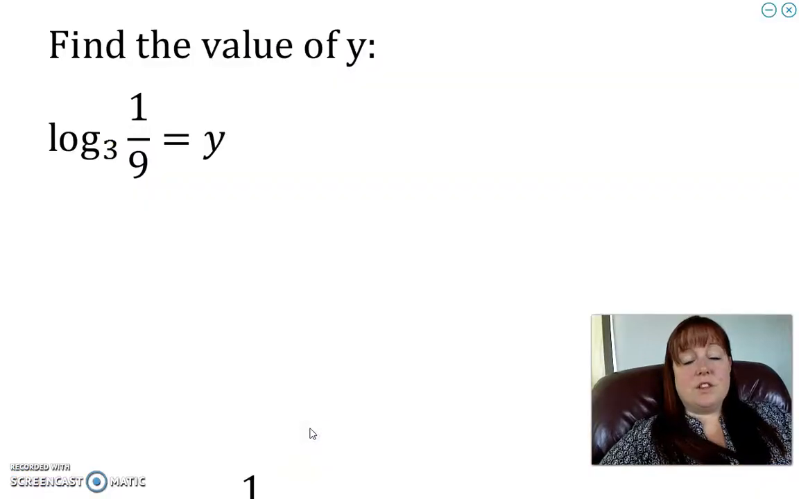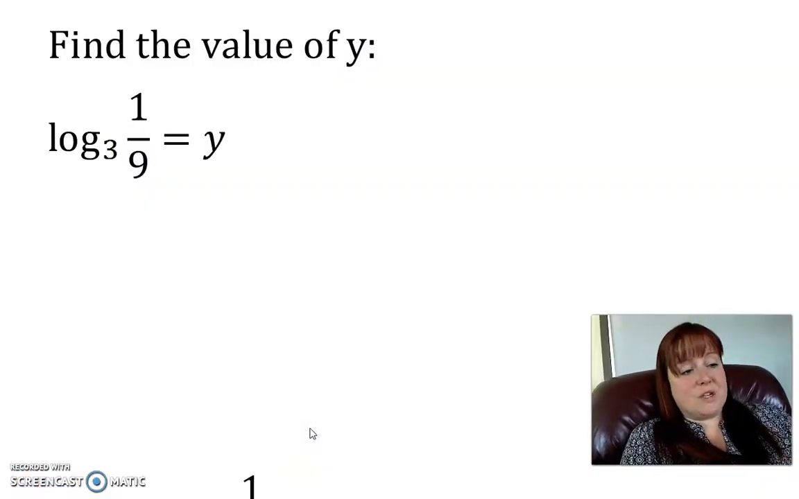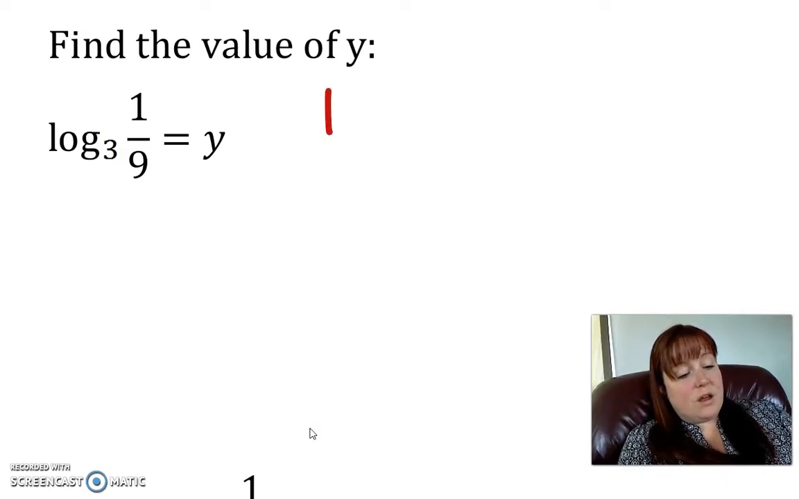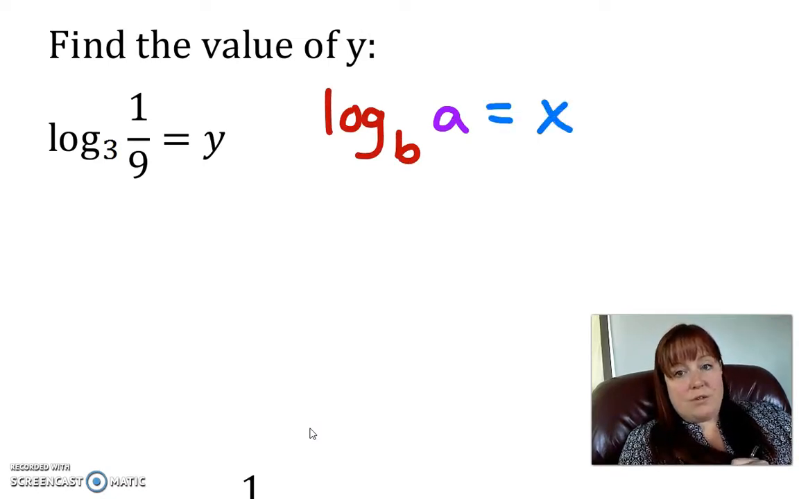We're doing some log review problems here. So here's the first one. We have log base 3 of 1/9 equals y, and we want to figure out what y is. Now remember, this is in the form log base b of an argument equals an exponent, right? So I have this in this form right now.